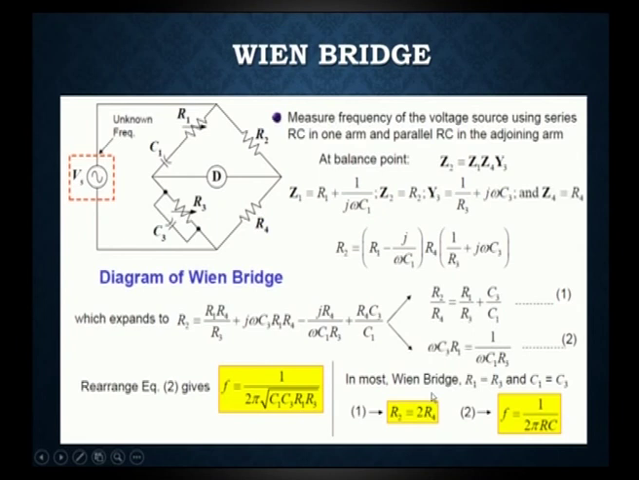In most Wien bridges, R1 is equal to R3 and C1 is equal to C3 is what we consider. After applying these conditions, we get f is equal to 1 by 2 pi RC, which is the formula we get from the Wien bridge. Using this formula we can find the frequency of the voltage source.